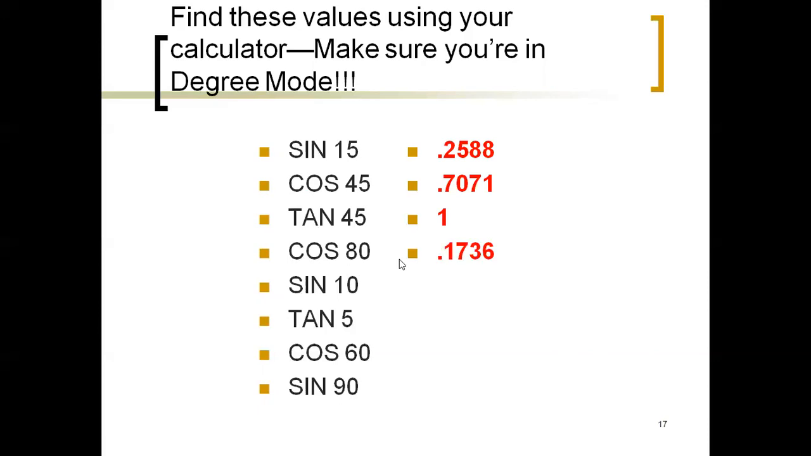Cos 80 degrees, that is 0.1736. Sin 10 degrees, 0.1736. Tangent 5 degrees, 0.0875. Cos 60, 0.5. Sin 90, that is 1.